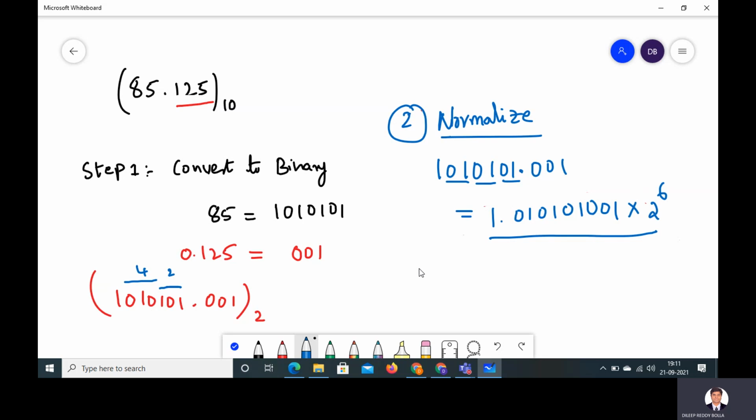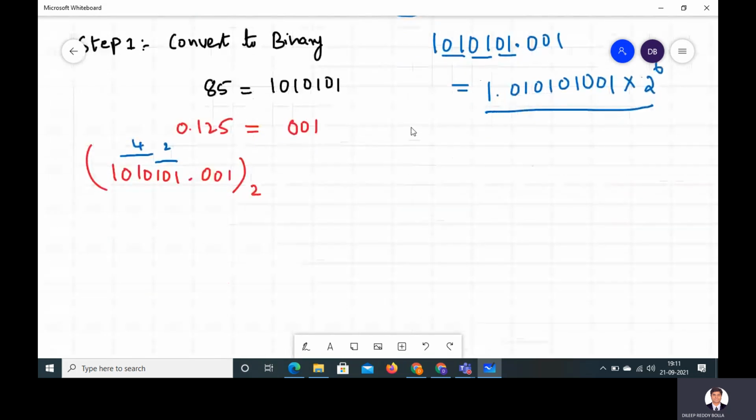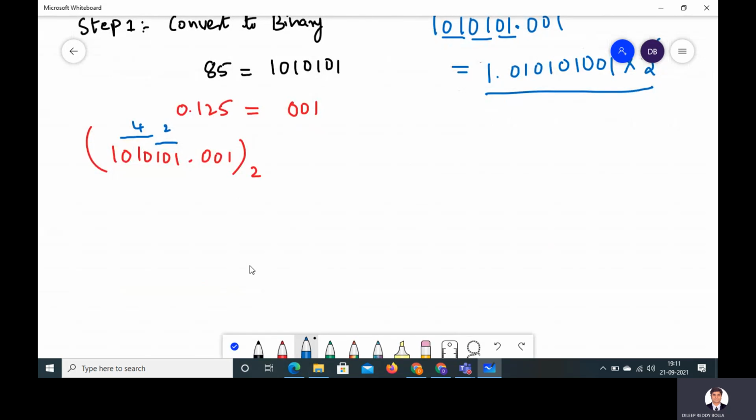Now here comes the single fraction. What is to be done with the single fraction? It's very simple. The third step is the single fraction value. We know that if you want to find E dash, E dash will be the value of E plus bias. So this bias value will be the exponent value.